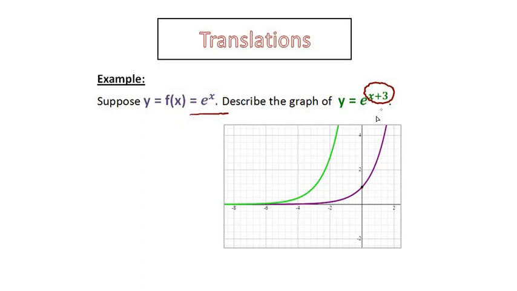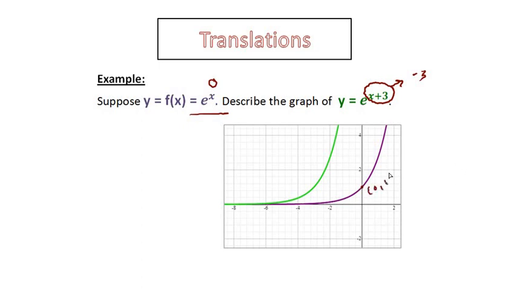When you add a number, the function shifts to the left. When you subtract a number, the function shifts to the right. Suppose that x is 0 here. It will be the same value of y for x negative 3 because negative 3 plus 3 is 0. That's why it's a horizontal shift to the left, not to the right. So when you add a number, it's shifted to the left, and when you subtract a number, it's shifted to the right.